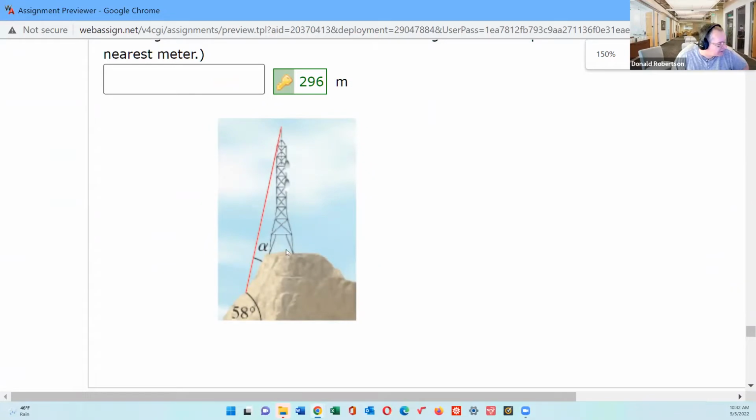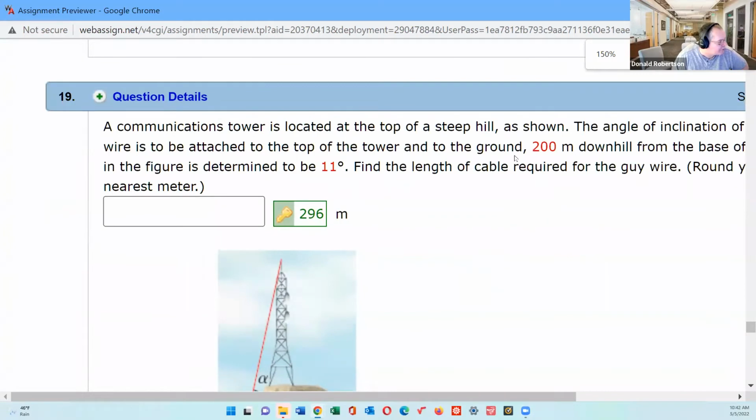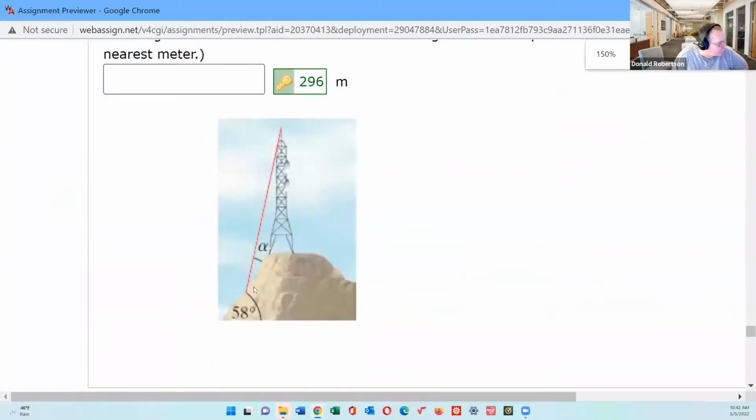There's some kind of hill with a big radio mast on it. This angle here is 58. This angle here, alpha, is 11. They should just have told you it was 11, but they keep changing it for the question. And we are being asked to find the length of that red wire.